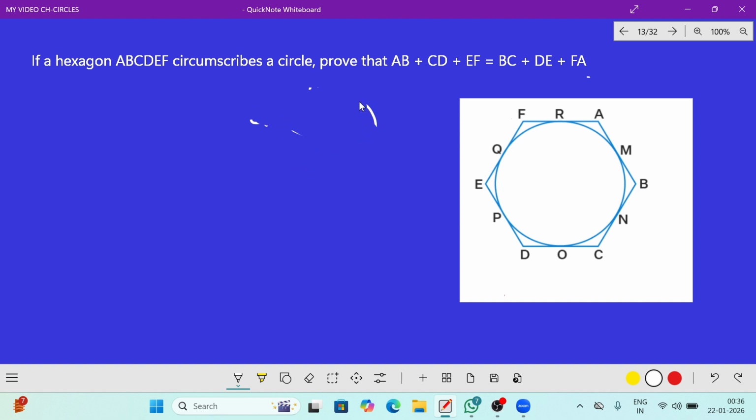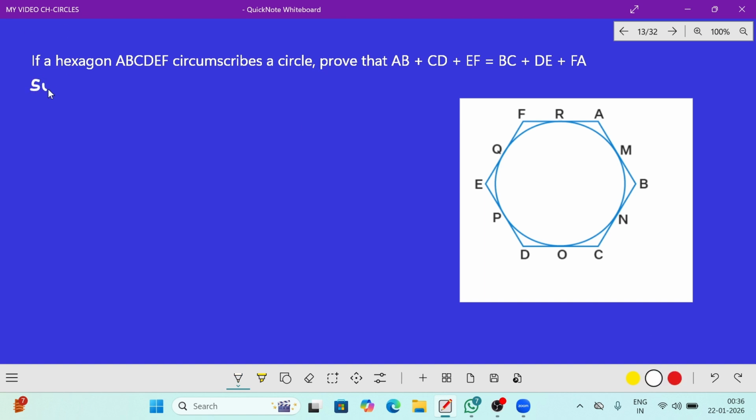So what we are going to do is take particular points from each and every point. Suppose we start with the point A. From A we have AR is equal to AM. From B we have BM is equal to BN. From C we have CN is equal to CO. From D we have DO is equal to DP. Then from E we have EQ is equal to EP. From F we have FQ is equal to FR. So we are going to write all of this.